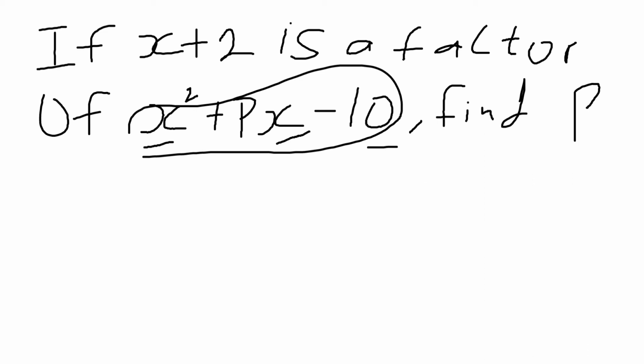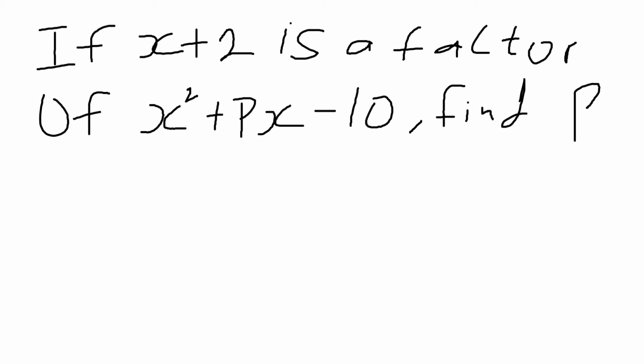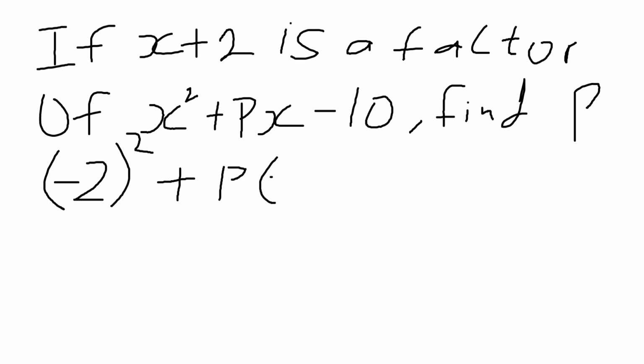So let us work on that. So we have negative 2, that is our root, all squared, plus p into negative 2 minus 10, and this will be equal to 0, because since it's a root, then it must be equal to 0, because the root is just the point where the line cuts the x-axis.